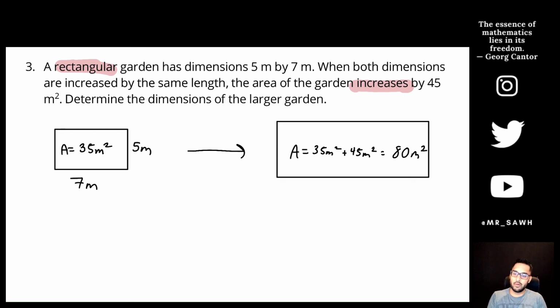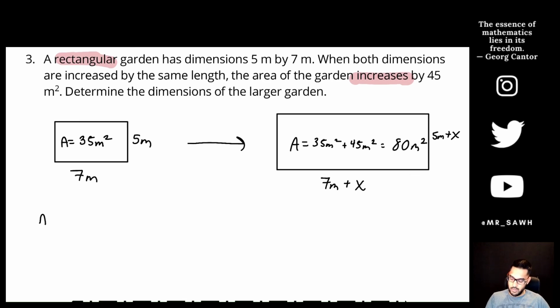Now I know my original dimensions were 7 meters, but I'm increasing it by some unknown amount. Let's call it x. I increase the width by the same value. So if my 5 meters gets increased by x as well, and I have all the information I need now to do this. If I know my new area is 80, right, I know my dimensions are 5 plus x and 7 plus x, I can find out what the new dimensions are supposed to be.